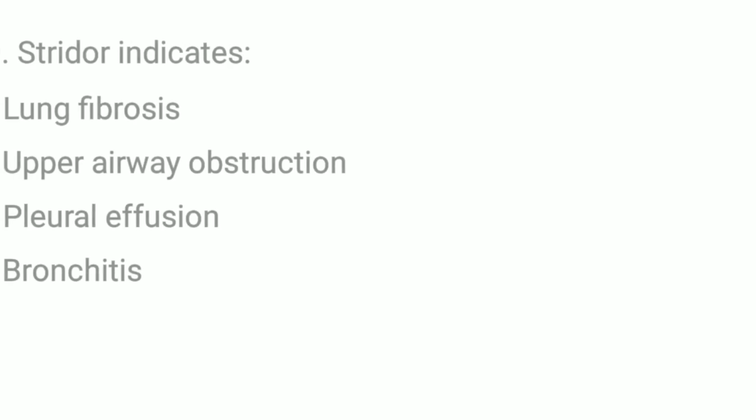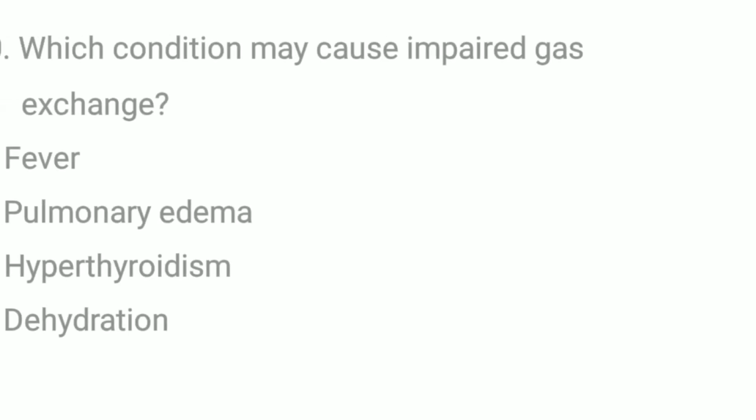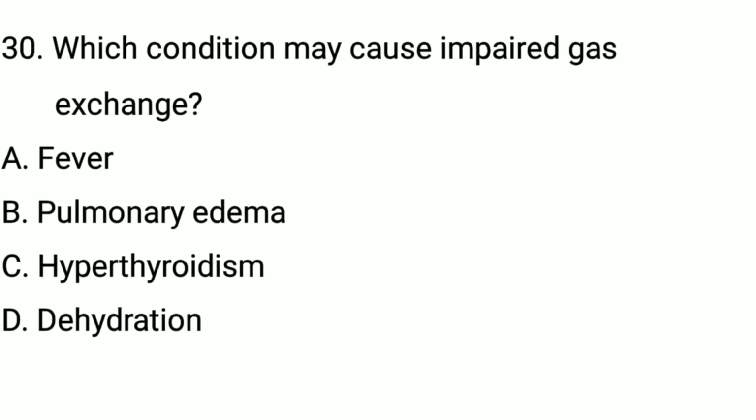Question number 29. Stridor indicates. The right option is option B, upper airway obstruction. Question number 30. Which condition may cause impaired gas exchange? The right option is option B, pulmonary edema.